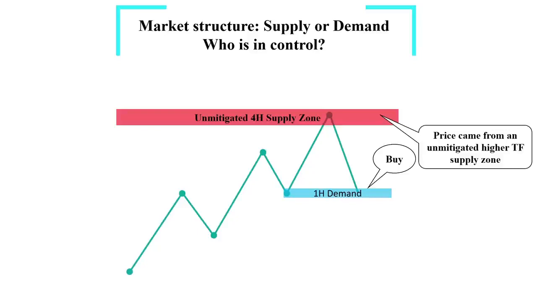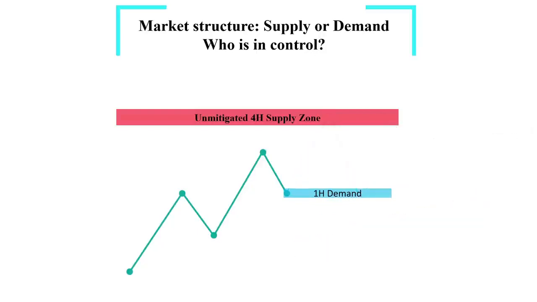So, you want to trade the controlling side of the market. Let's suppose you're waiting for a demanding trade to go long, but the price comes from an unmitigated supply zone. In that case, supply is in control, and you can't trade demand without confirmation. Always check where the price came from. In 2 scenarios, you can use a risk entry.